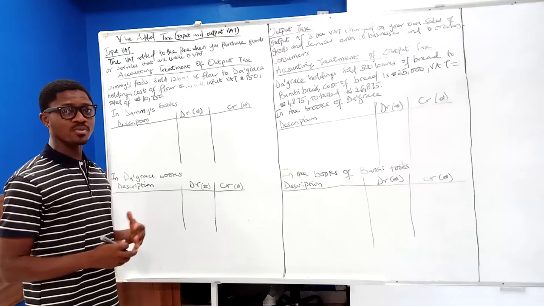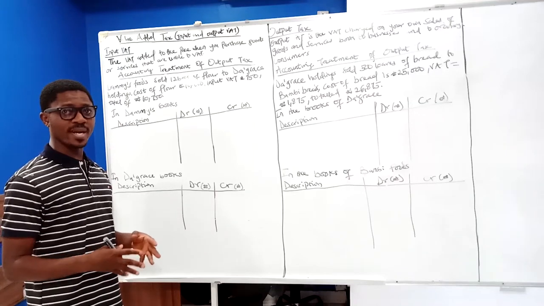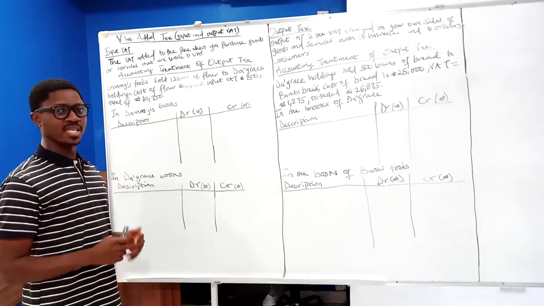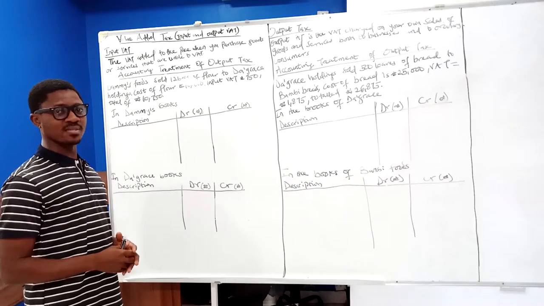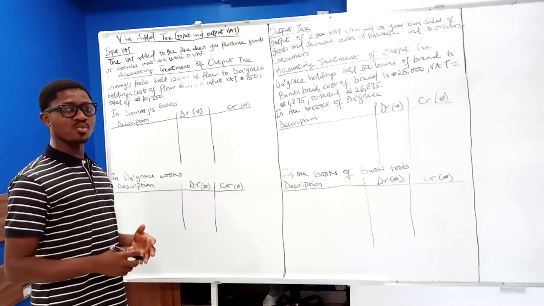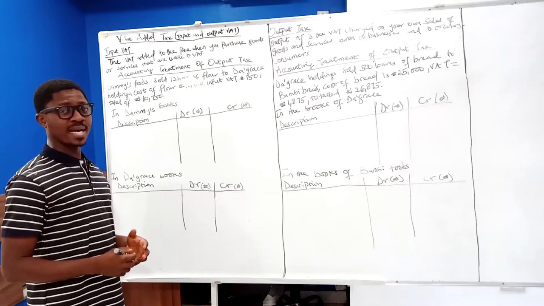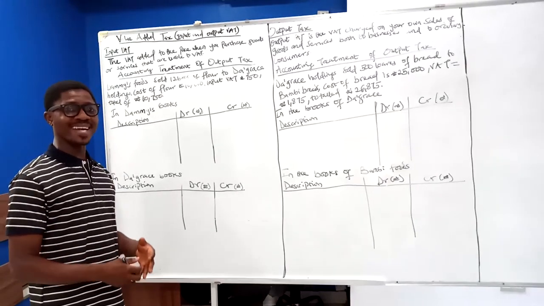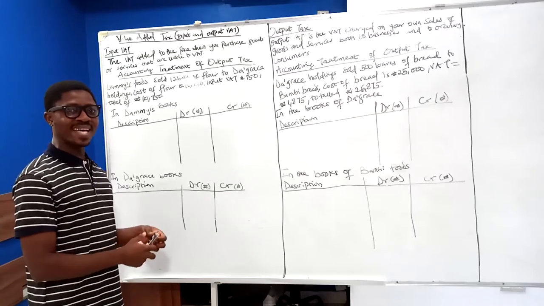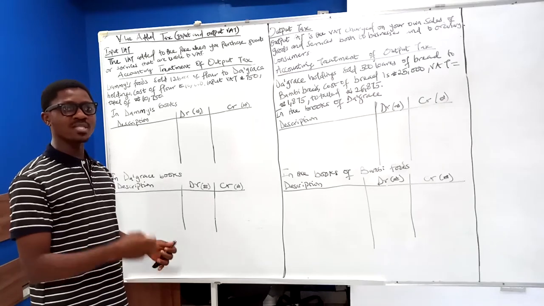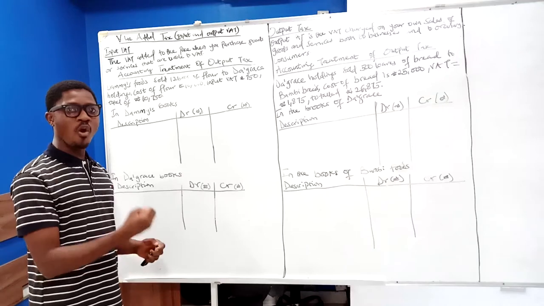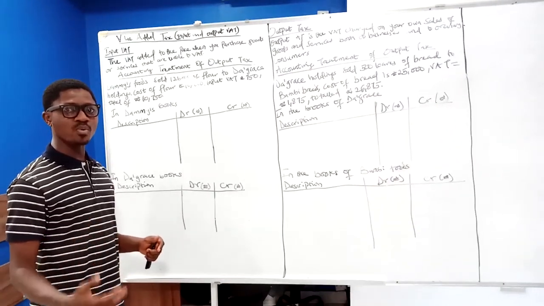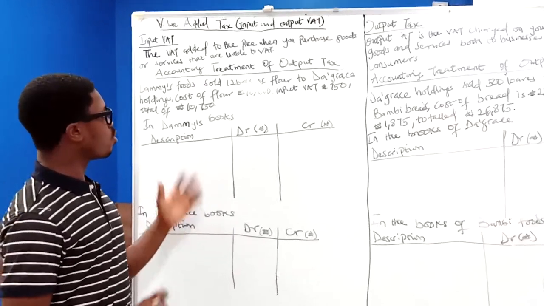In this episode, we'll be talking about input value added tax and output value added tax. What is input value added tax? Input value added tax is the VAT that is added to the price of the goods that are purchased. And it's important to mention here that it is input value added tax because it is the VAT that is charged on the raw materials or purchases of an input into a particular process that will end up as an output. Look at this example.